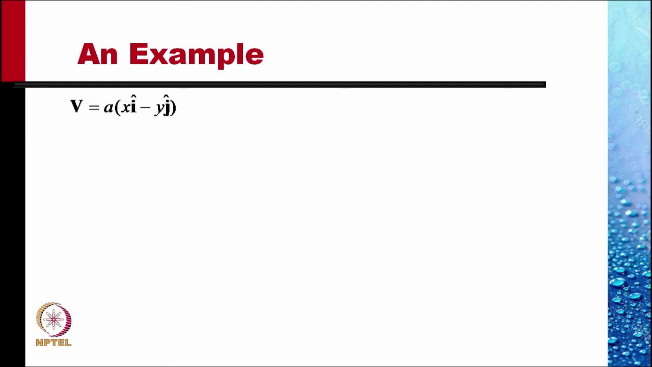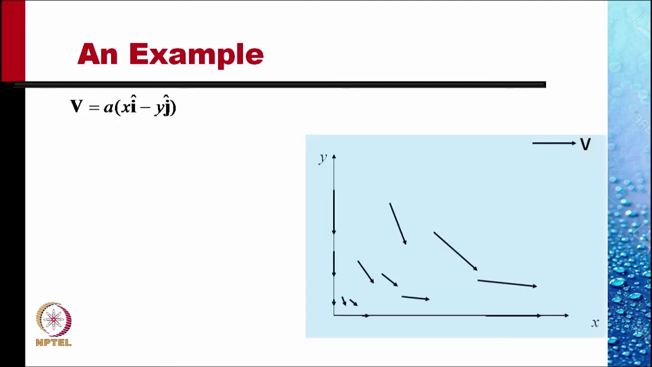The velocity component in the i direction, the x direction is ax, and in the y direction is minus ay. If we plot this velocity at a few points, we get a picture like this. Along the x-axis, where y is equal to 0, the velocity is ax i. So velocity is horizontal and it is increasing as x increases. Along the y direction, where x is 0, the velocity is minus ay. So velocity decreases toward the origin and is directed towards the origin. At other locations, the velocity vectors are as shown.